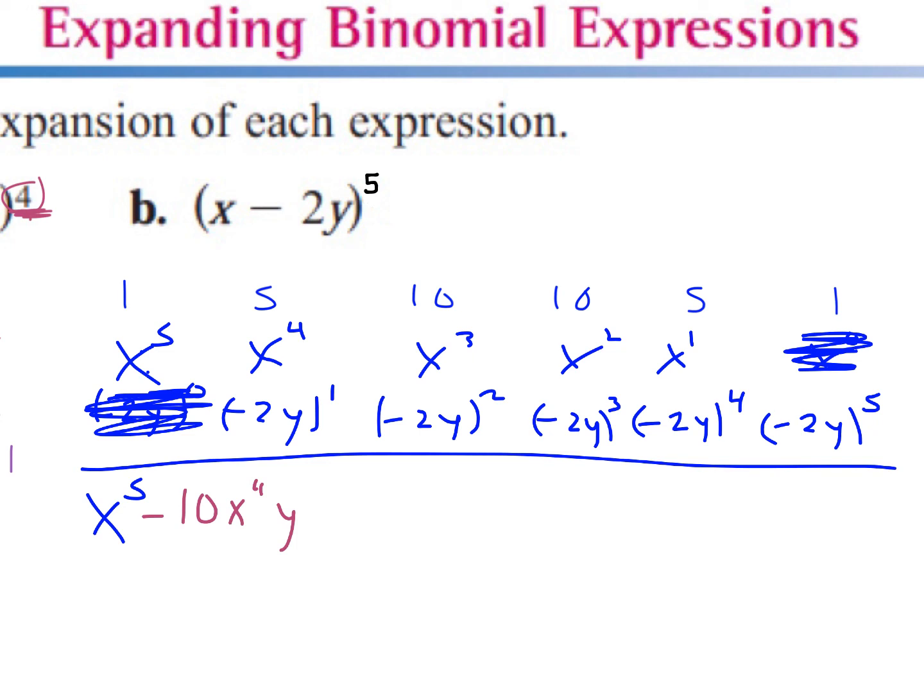Alright, next one. So we have 10 times x cubed times negative 2y squared. Let's simplify negative 2y squared first. What's negative 2y squared? Perfect. This is 4y squared. So let's multiply our coefficients. 10 times 4 is 40. And then we have x cubed and y squared.